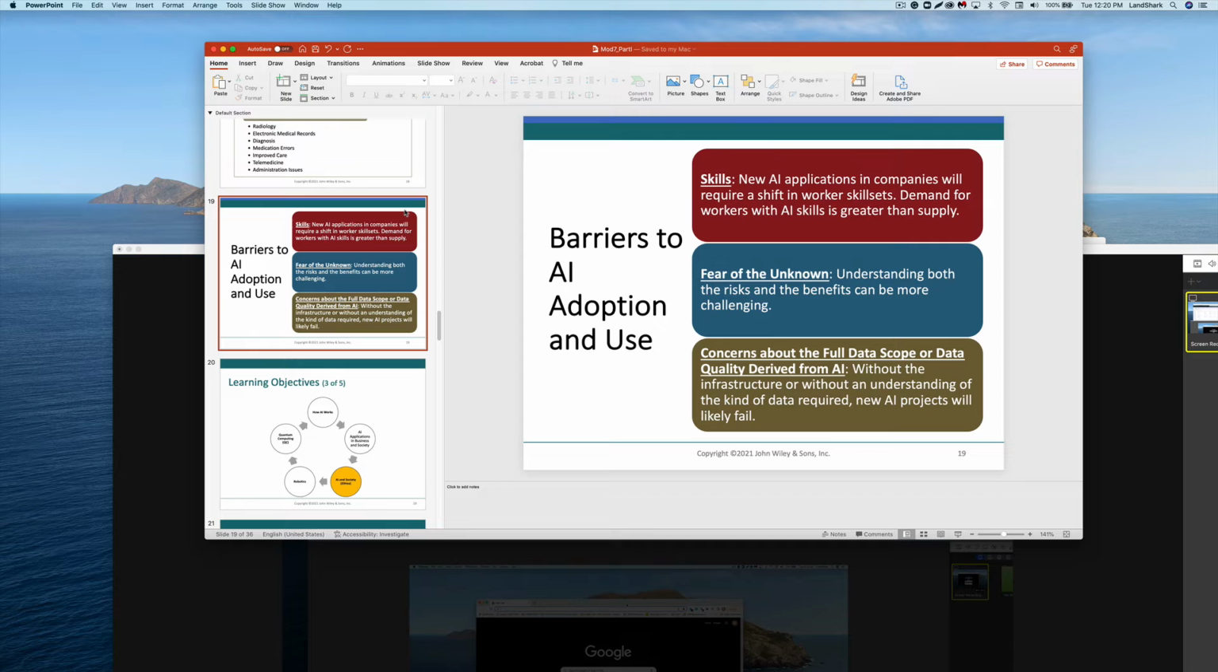The barriers to AI adoption: fear of the unknown, and understanding both the risks and benefits can be challenging. So even understanding what could be used, there are still people who would not use it. It's interesting though, because I find it helpful to be able to talk to Alexa when I'm trying to figure something out, like, hey, what's this equal to? It helps out a lot.